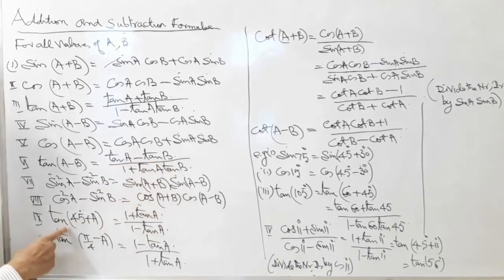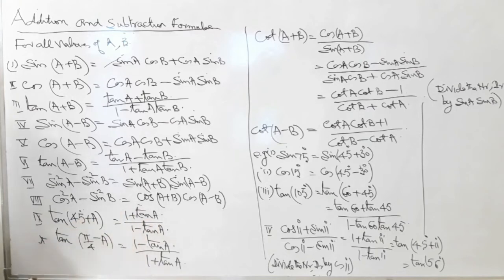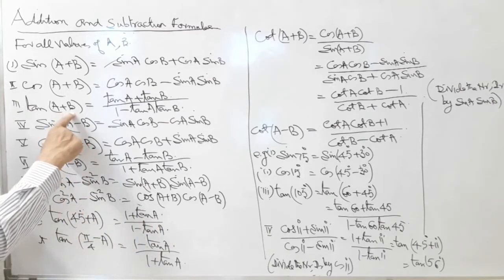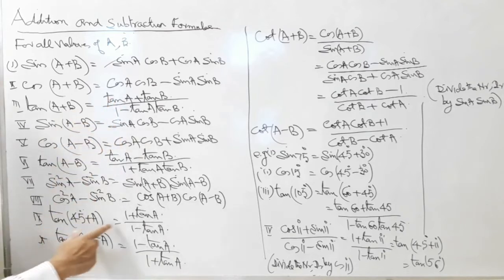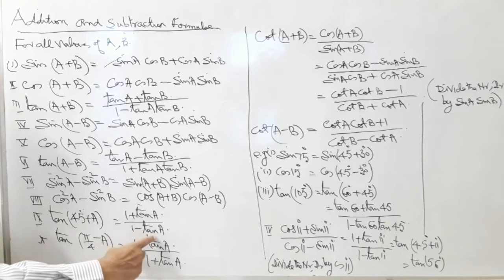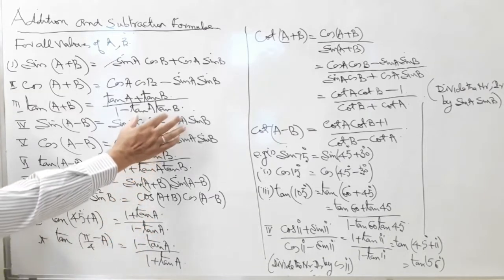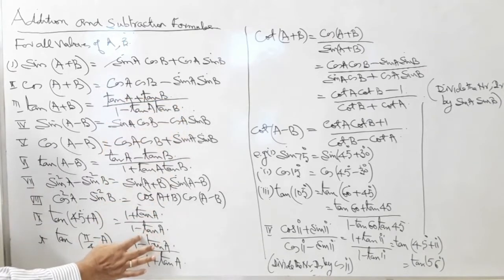Then you have tan(45 plus theta). Tan(45 plus A) is 1 plus tan A over 1 minus tan A. You want to verify this, use tan(A plus B). Look here, tan 45 is 1, so 1 plus tan A over 1 minus tan A. Apply here, you will get the same result.